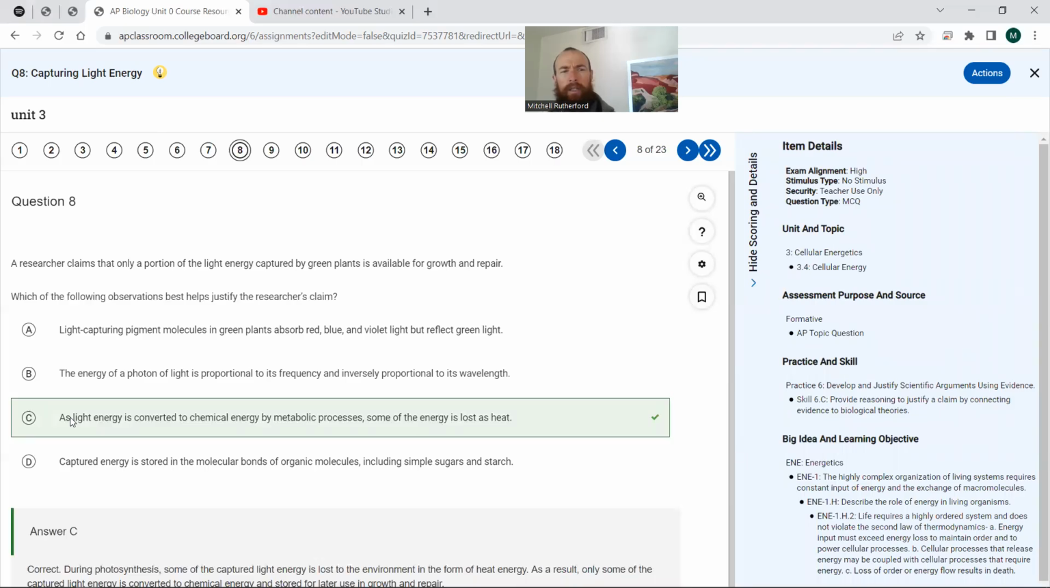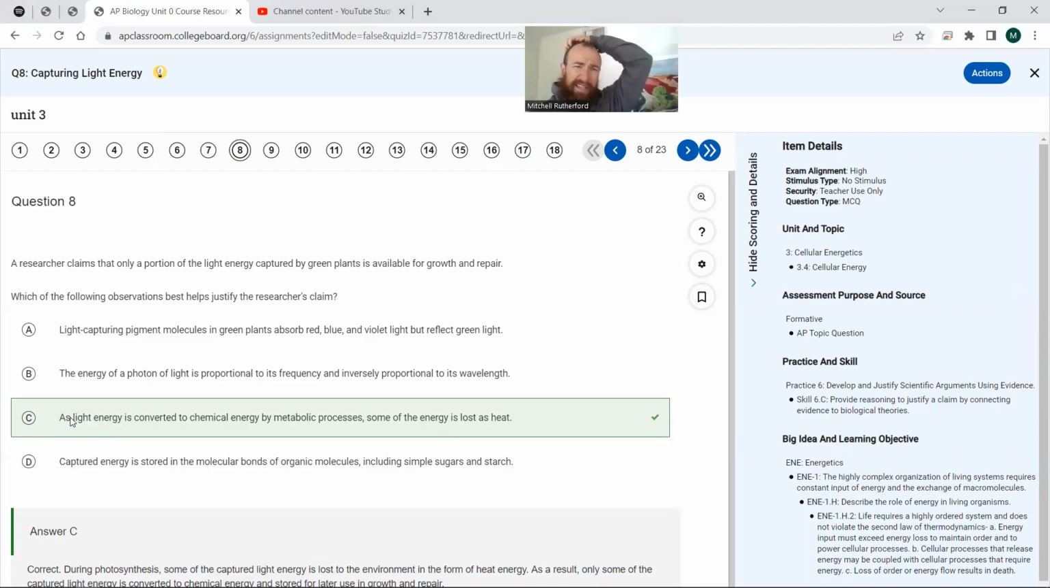You know, that's really interesting that A is not the correct answer. That's pretty tough. We can look at B and D here. B, the energy of photon light is proportional to its... is just a stupid definition. And D says captured energy is stored in the molecular bonds of organic molecules. Again, D is just a simple definition too. B and D are pretty clear. Like, yeah, the researcher's not talking anything about light, really.